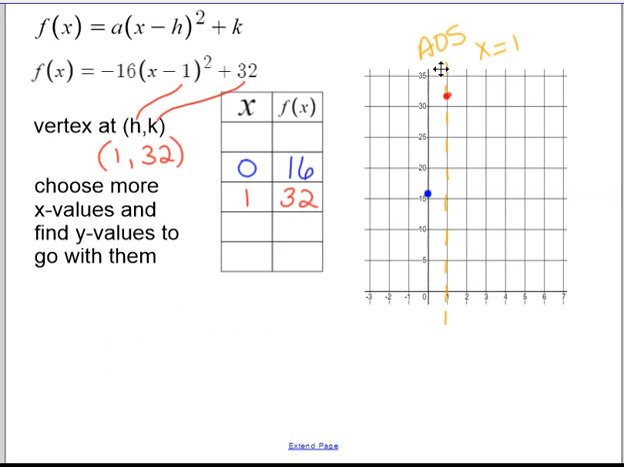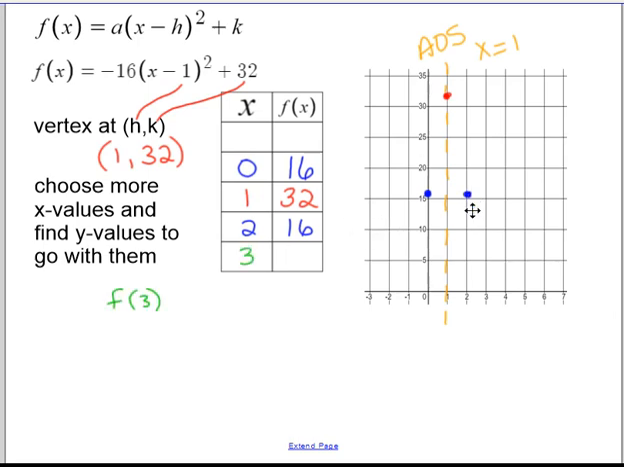Now keep in mind, the vertex passes through this axis of symmetry at x equals 1. So we can take this point that we just found at 0, 16 and reflect it equally onto the other side of our axis of symmetry to get another point in our table at 2, 16.